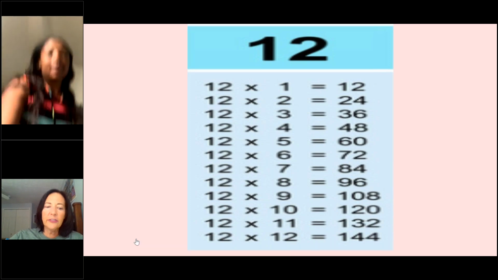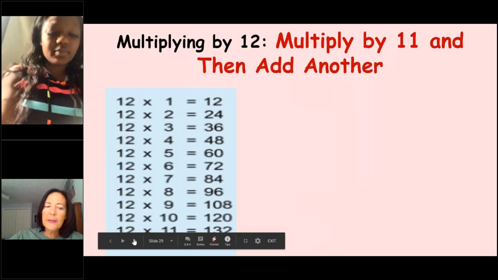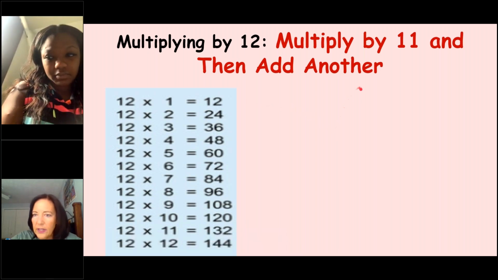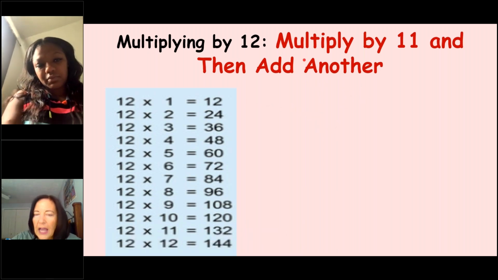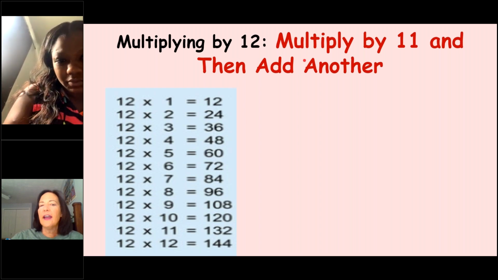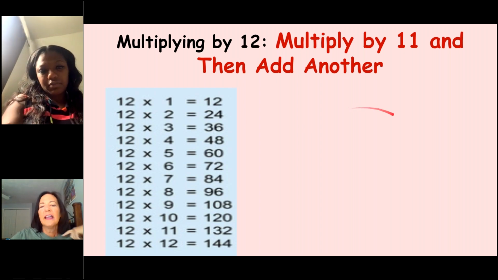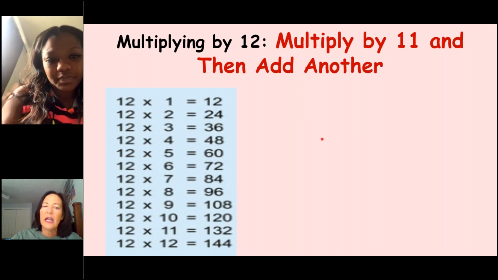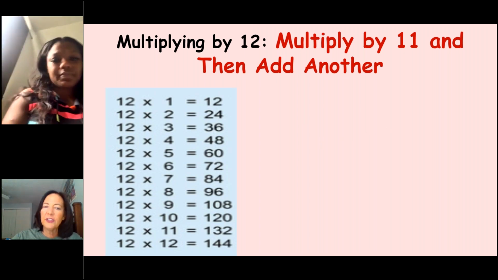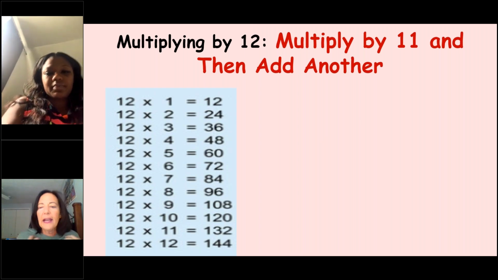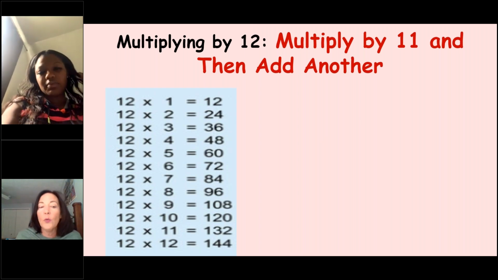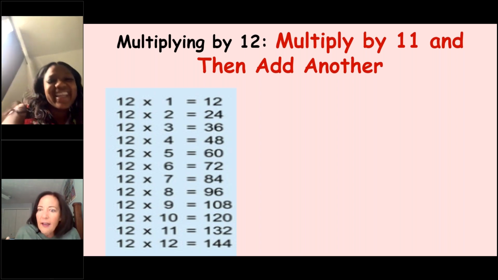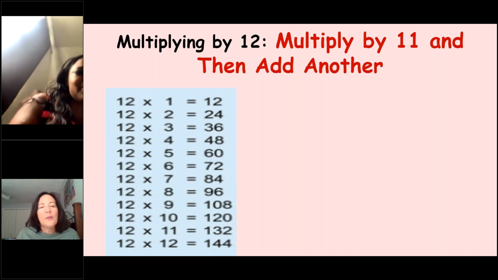Okay, so now looking at the 12s, a lot of people struggle when we get to the 12s. And so the hint: multiply by 11 and then add another. And even I do it, because my 12s, I didn't learn them when I was younger. I learned them after I became a math teacher. Back in the olden days, no one talked about memorizing your 12s. So once I became a teacher, it's like, oh man, okay, I got to memorize those.